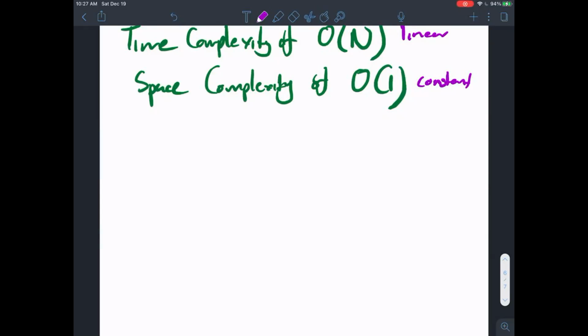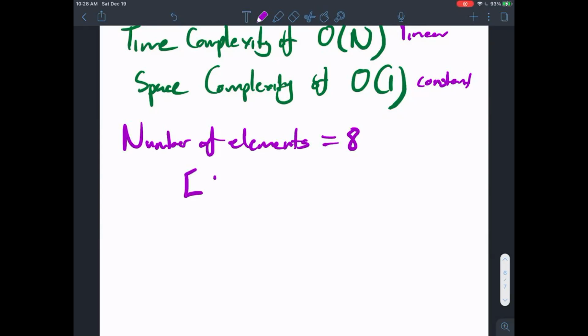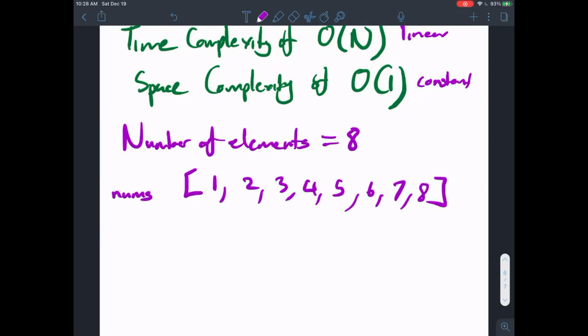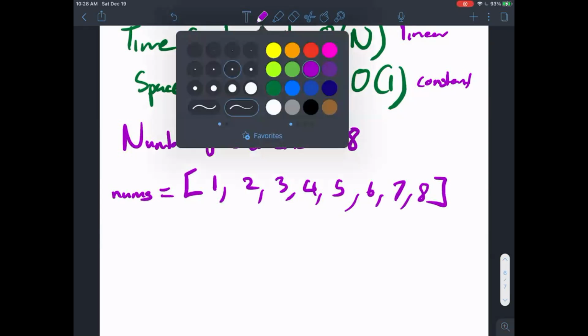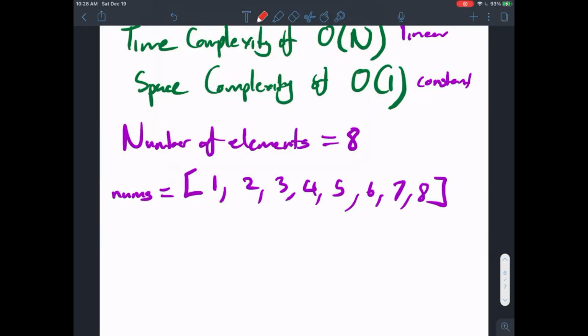Okay. So now let's say we have the number of elements equal to 8, meaning, for example, if I have 1, 2, 3, 4, 5, 6, 7, and 8, and this is nums, then the first missing positive integer will be what? In this case, it would be 9.